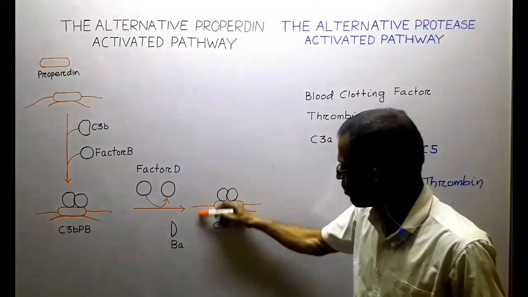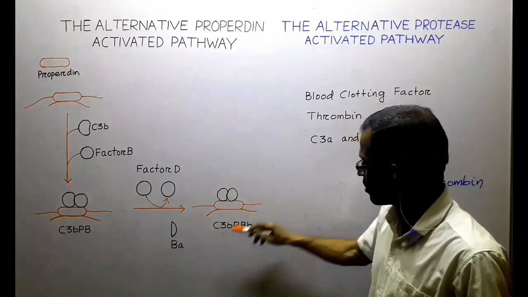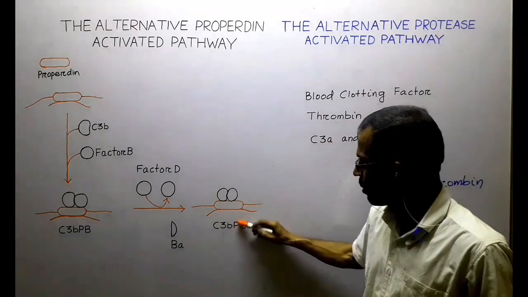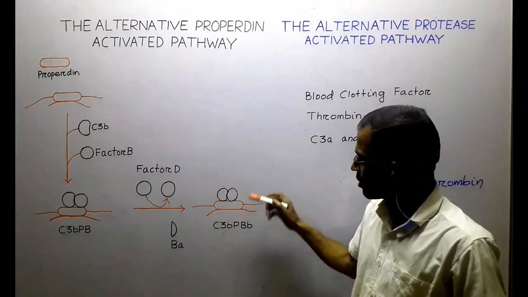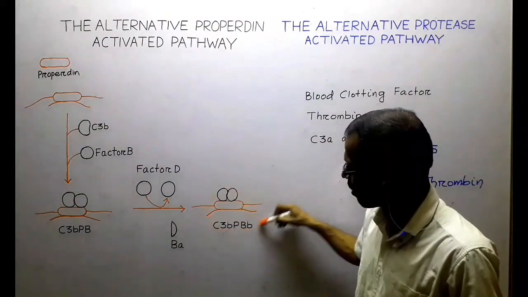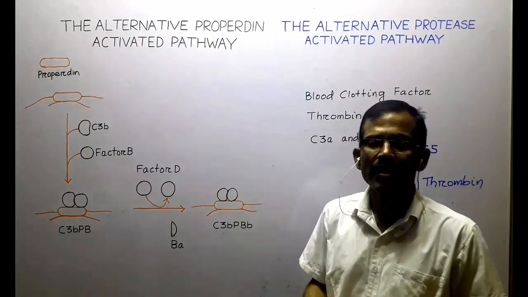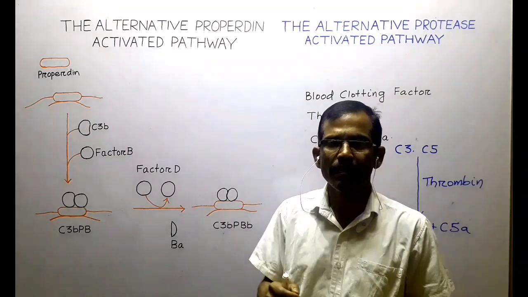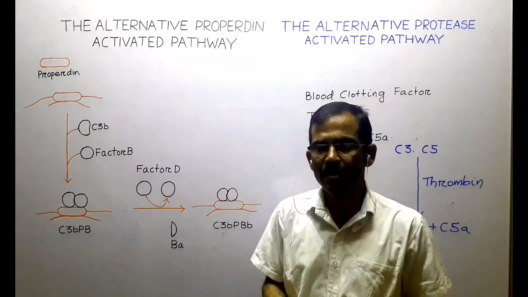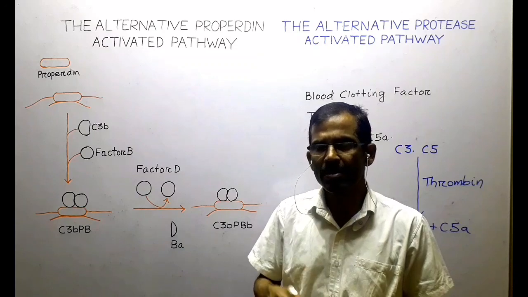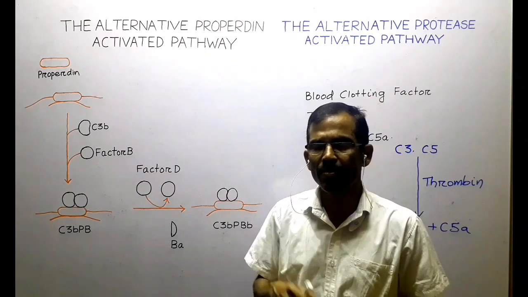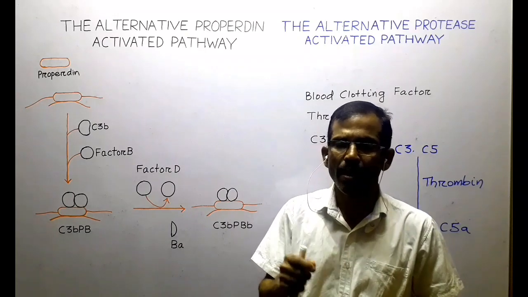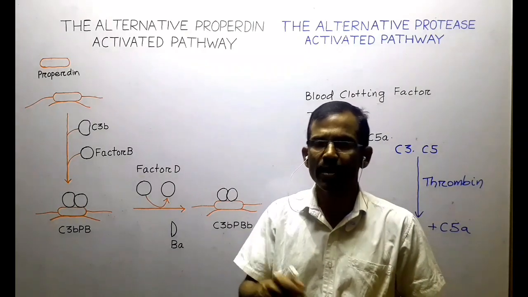So this is the new complex whose composition is C3bPBb. P means properdin. So this new complex also functions effectively as the C3 convertase leading to the amplification. So it seemed that properdin could also initiate the activation of the alternative pathway of the complement system on an artificial surface.